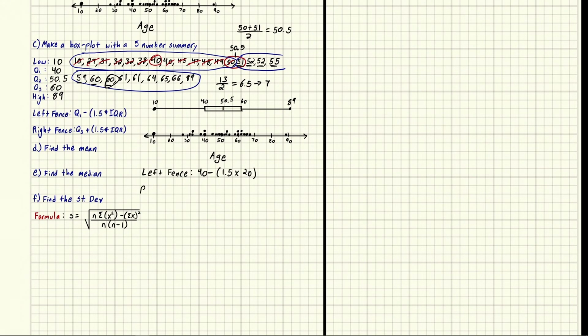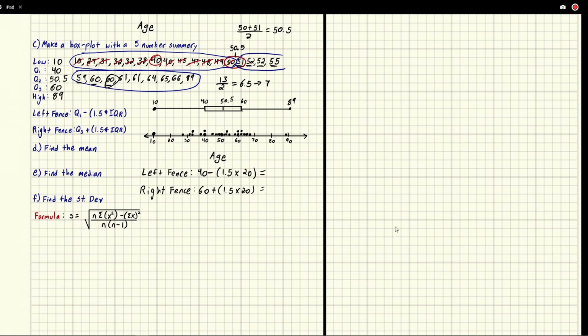And then for the right fence, that's going to be 40 plus 1.5 times 20. Or my bad, not 40, because we want to start at the third quartile and see if something's too high. So we're going to put 60 here, the third quartile. And if we look at our formula, that's what our formula has as well. So now when we plug these in, we're going to get our fence values.